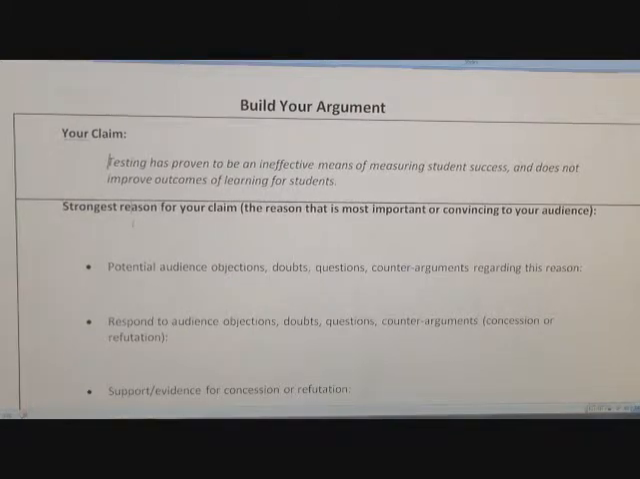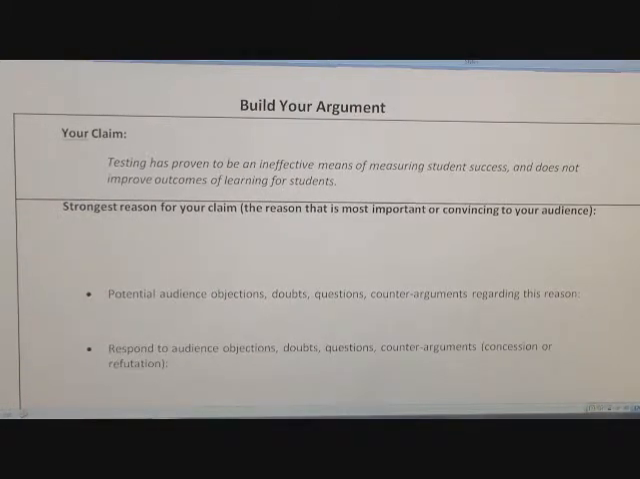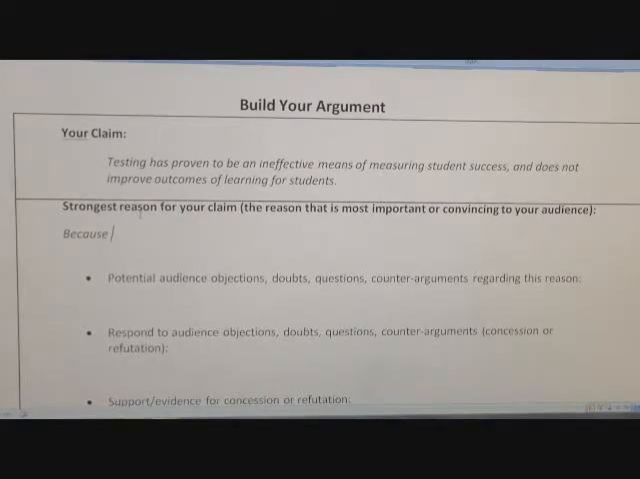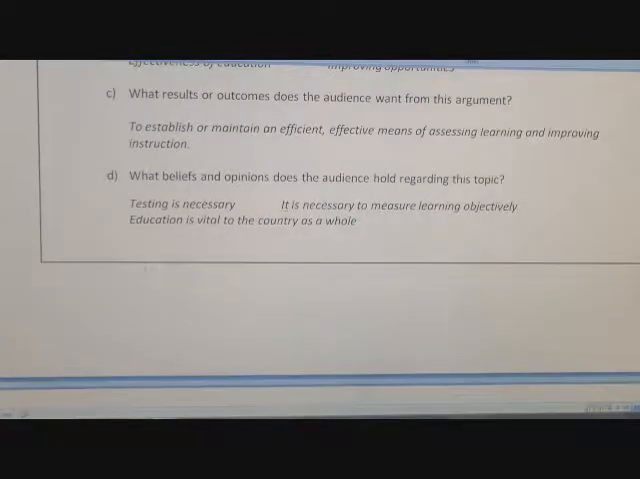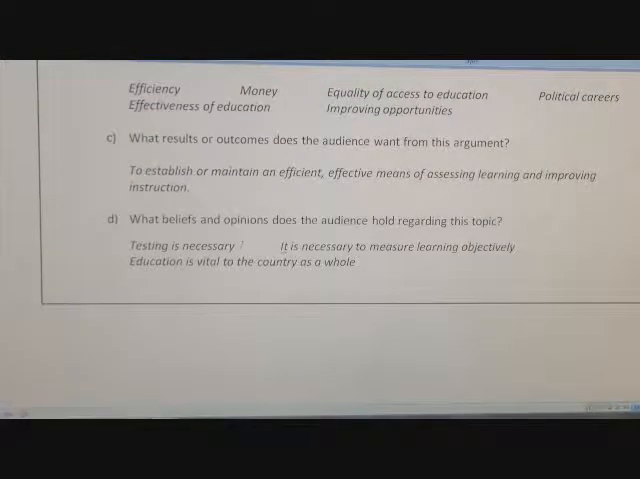As a matter of fact, the next step is to include a strong reason. So if you think about the reason or the argument that you're making, the claim, and then add the word because, you can get at your reasons pretty easily. So testing is proven to be an ineffective means of measuring student success and does not improve outcomes of learning for students because there are any number of reasons we could give, but we want one that's going to be convincing for the intended audience. So my suggestion is that you look back at what you established as far as things that they care about and things that they believe, and try to use these as tools for deciding upon your reasoning.